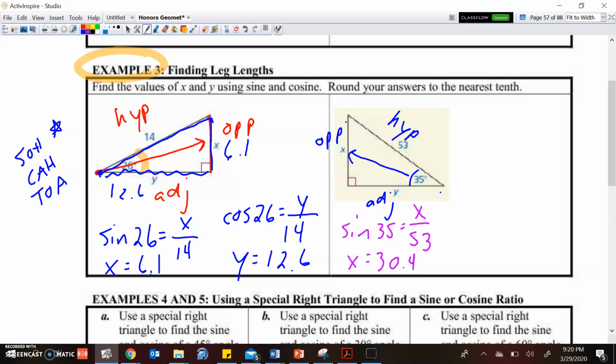And the last little bit, here I'm going to do cosine of 35 equals y over 53. I'm close to the end. 53 times cosine of 35 degrees is 43.4.